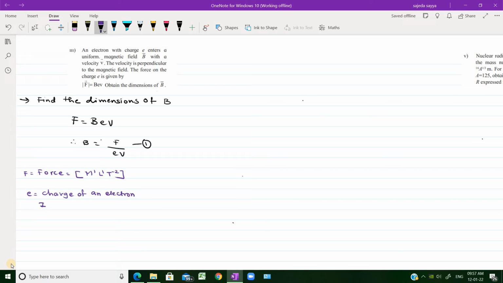We know that current I is equal to charge upon time. Therefore, to find the dimensions of e, we need to write it like I into T, where I is a fundamental quantity and T is also a fundamental quantity. Therefore, dimensions of charge e are I1 T raised to 1. And v, the velocity of an electron, is expressed in terms of meter per second. Therefore, dimensions are L1 T raised to minus 1.